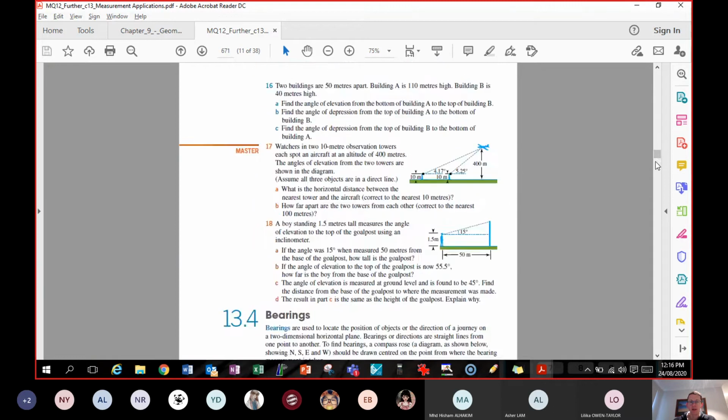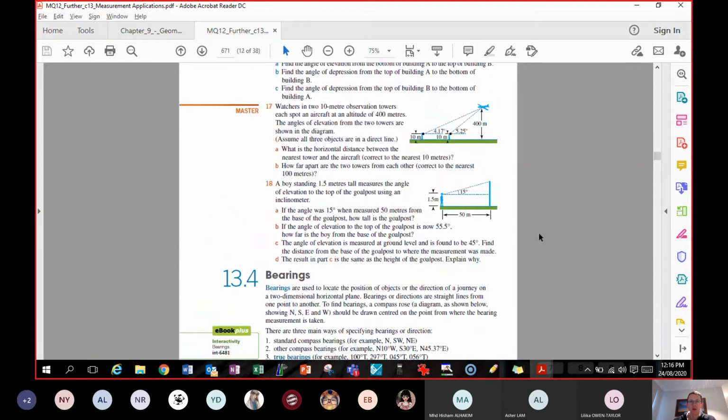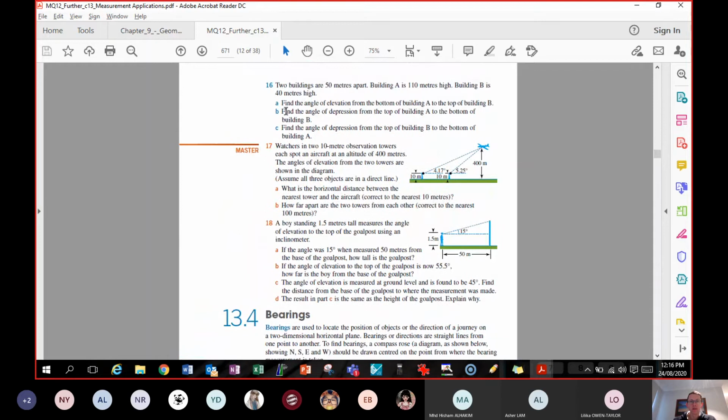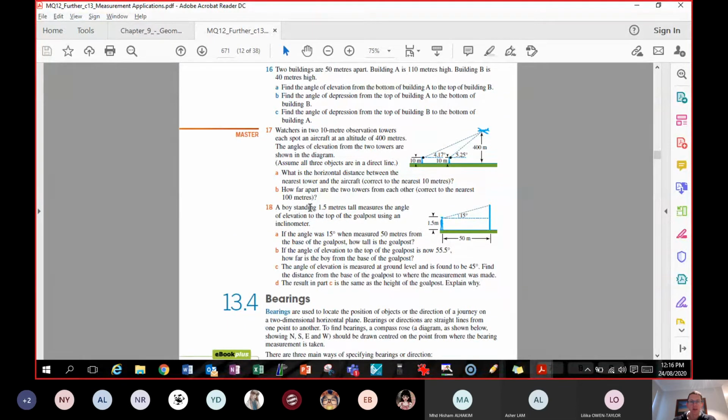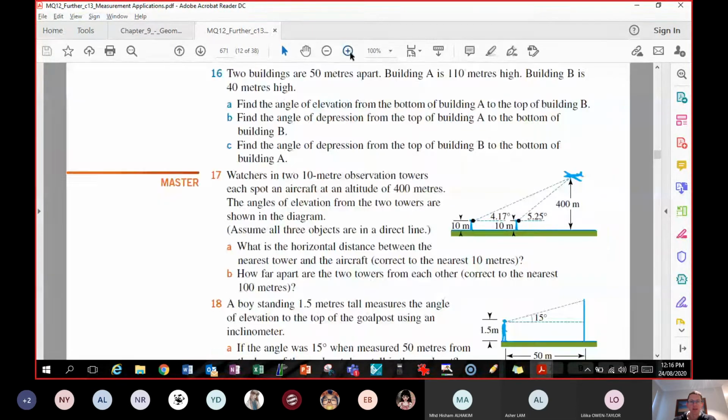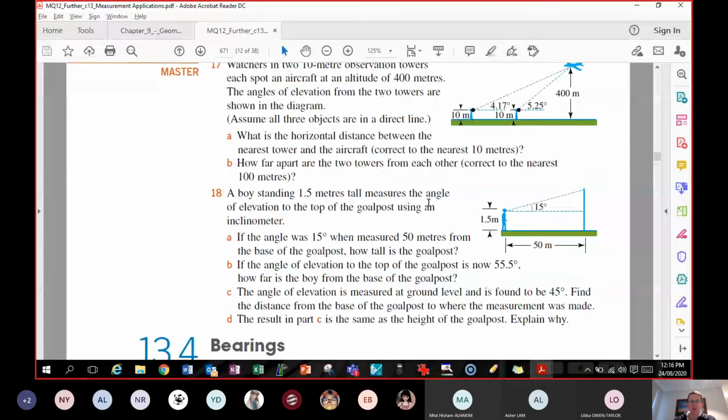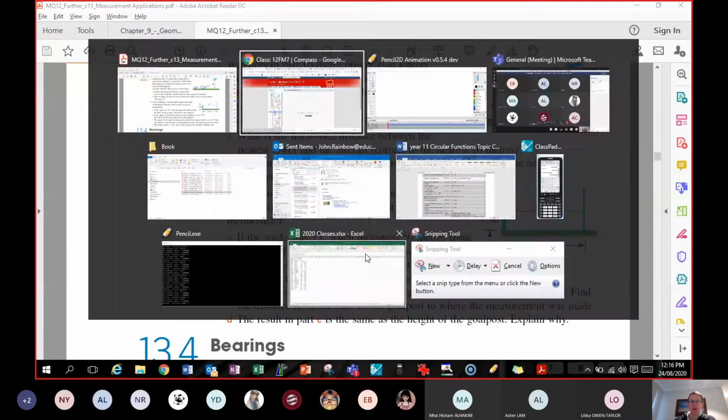So with those, let's just try one of these ones. Let's look at question 18, because that one is a pretty good one. So question 18 is a boy standing 1.5 meters tall. The angle of elevation to the top of the goalpost using an inclinometer. An inclinometer is a thing that you use to measure the angle. If the angle was 15 degrees when measured 50 meters from the base of a goalpost, how tall is the goalpost? So it's 50 meters, right?